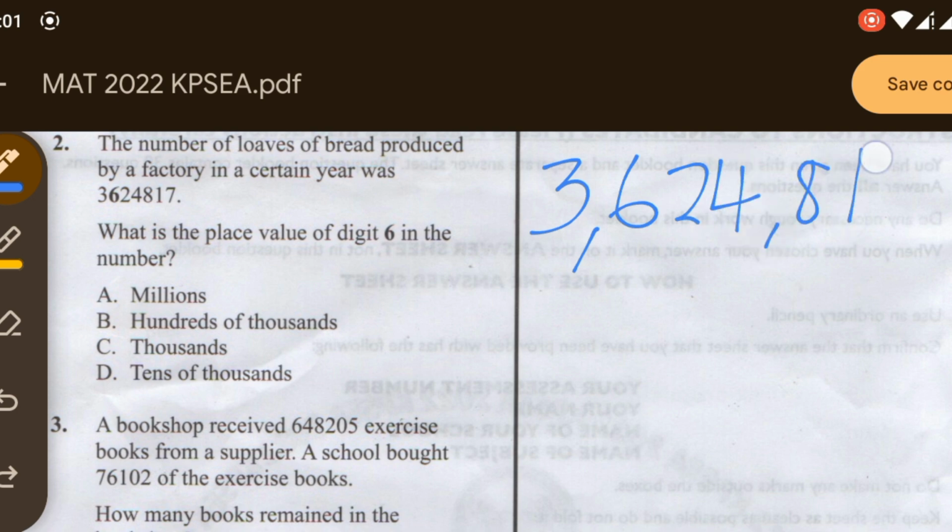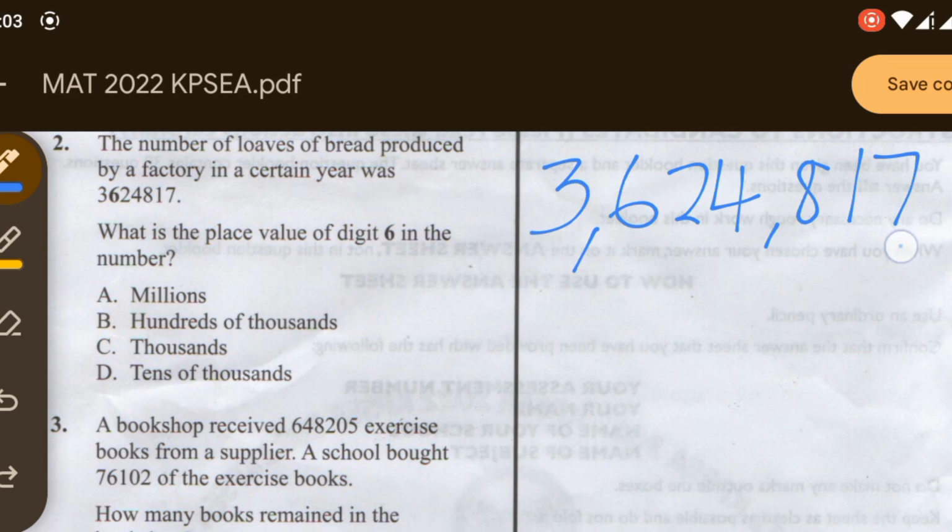Number 2, the number of loaves of bread produced by a factory in a certain year was 3,624,817. What is the place value of digit 6 in the number? So on the working space, we can put the number and put commas.